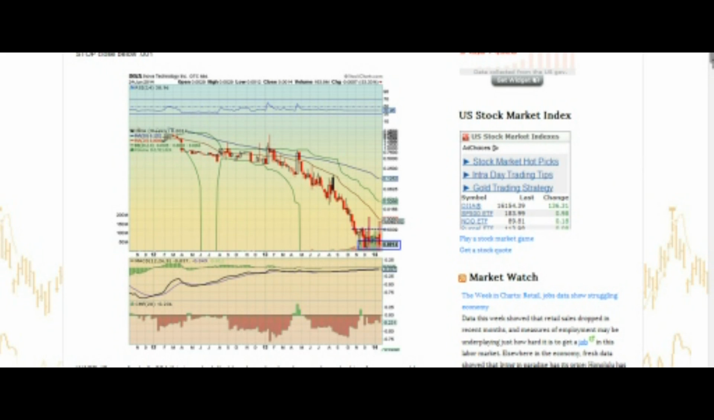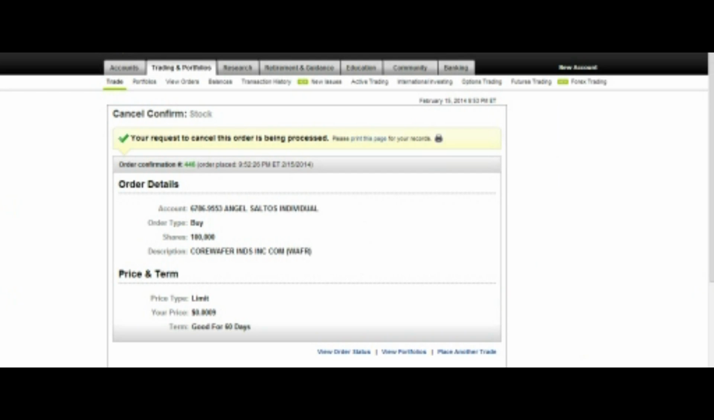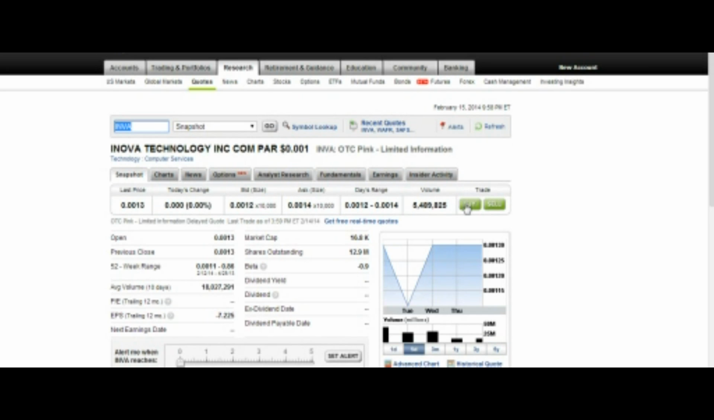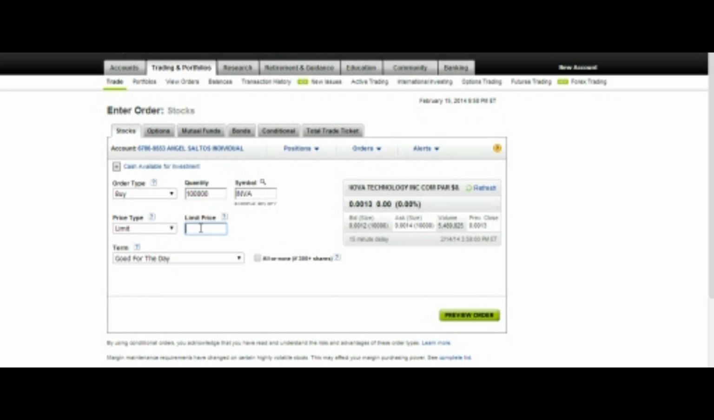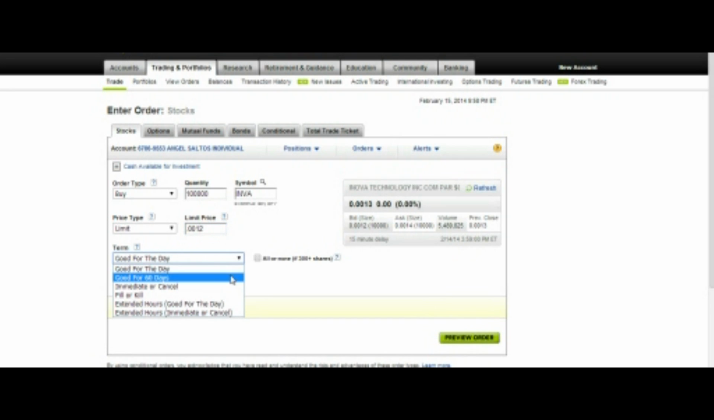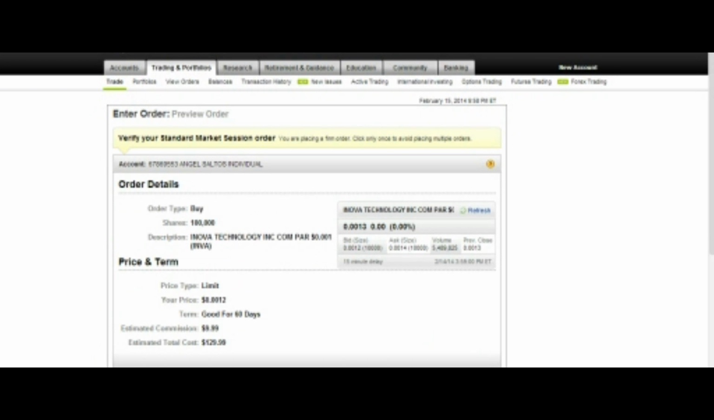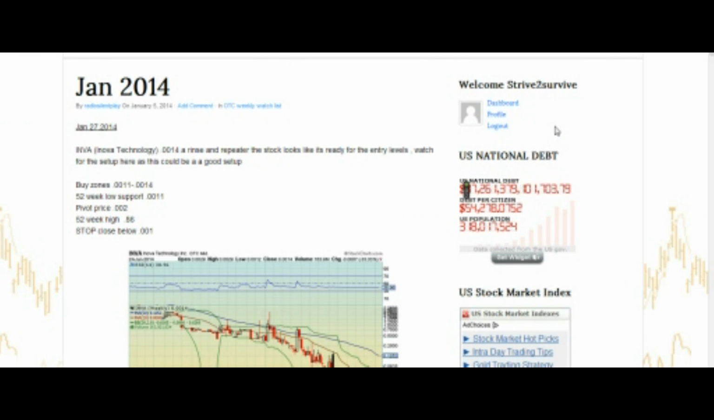This stock has been consolidating at this range for quite some time and has never broken that 11 support. So if I want to place an order on this stock, I'll type in the stock, and remember, we're not even in regular trading hours. I'm going to place a bid for 100,000 shares at a limit price of 0.0012. The reason I'm doing this is because I want to garner some type of position in this stock. The 52-week low is at 11. I know it's going to be pretty tough to get in, so I'm going to buy $100 worth of the stock. I'll place an order. I'm already in.